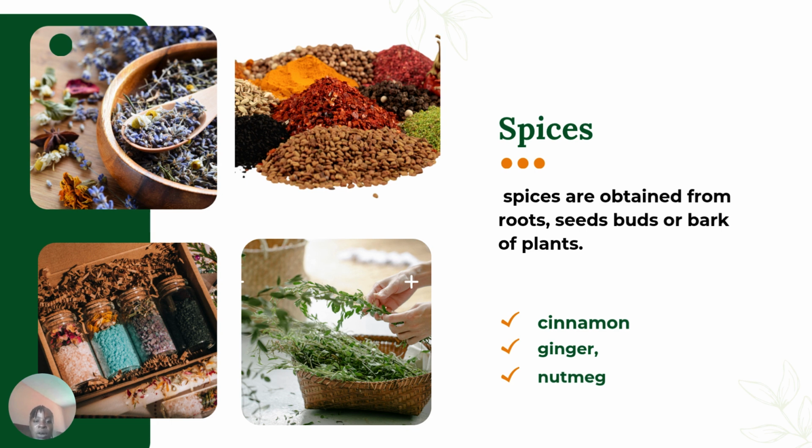Spices are gotten from roots or seeds of plants, the buds or the bark of plants, but they have to be processed. They are gotten from the roots, the seed, or the bark of plants, and they have to be processed before they become spices. They can be in natural form or they can be processed using chemicals and ground.